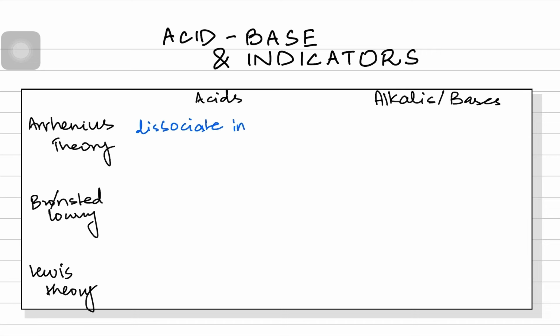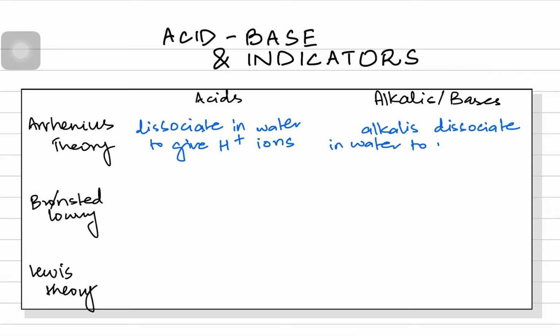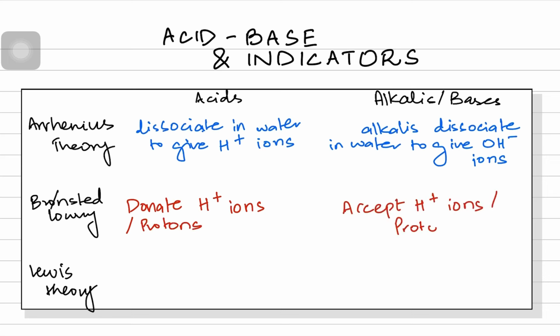Arrhenius said that acids will dissociate in water to give out H plus ions, and the alkalis or the bases would dissociate to give OH minus ions. But there are so many bases which do not have OH in them. For example, ammonia doesn't have OH. So Bronsted said that acids are any substances which donate H plus ions, or you can say a proton, while the bases will accept the proton even if they do not have the OH.